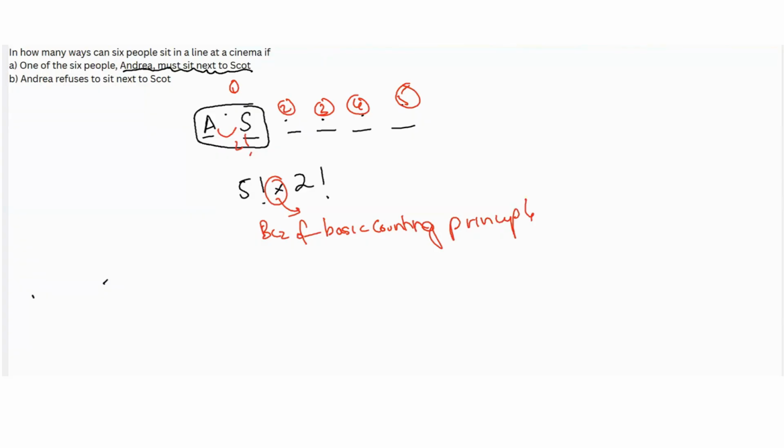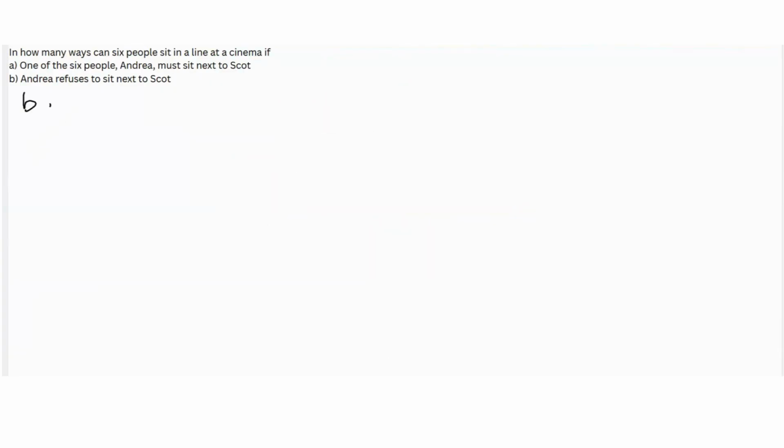Now let's look at the second part. And 5 factorial into 2 factorial, this is just 240. Right, now let's look at the next part. Andrea refuses to sit next to Scott. So now you want to find the number of arrangements or permutations given this restriction or condition. There are two methods that we can actually do this. Let's apply method one first.